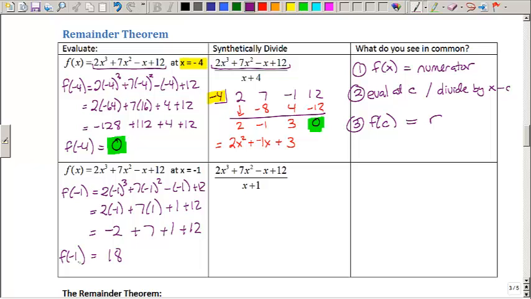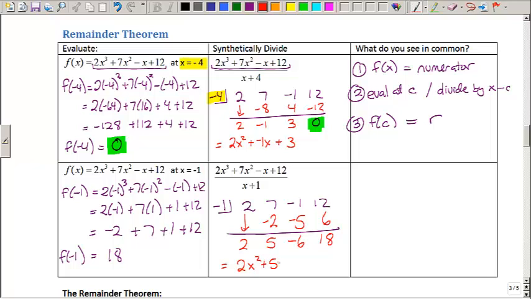Using our synthetic division, I'm taking the same polynomial as in my numerator, or my coefficients, in my synthetic division process. I'm dividing by x plus 1. Inside my division side, I'm going to put a -1. And I'm going to divide by dropping the first coefficient down. 2 times -1 is -2, add down to get 5. 5 times -1 is -5, add down to get -6. -6 times -1 is +6, add down to get 18. My answer here would be 2x squared plus 5x minus 6 plus 18 over the original divisor.